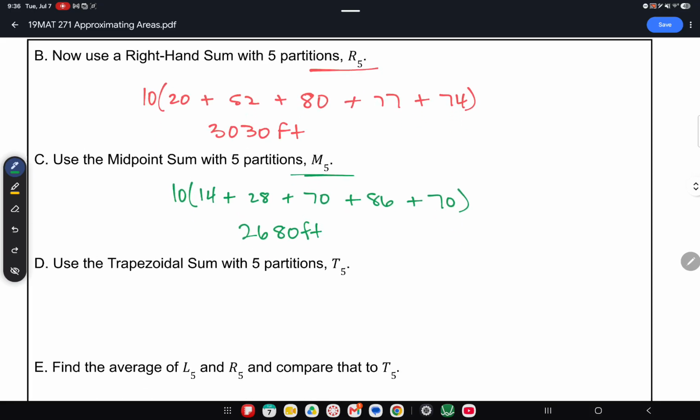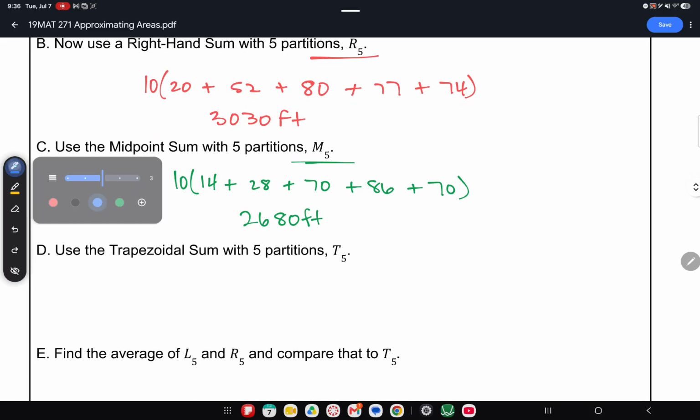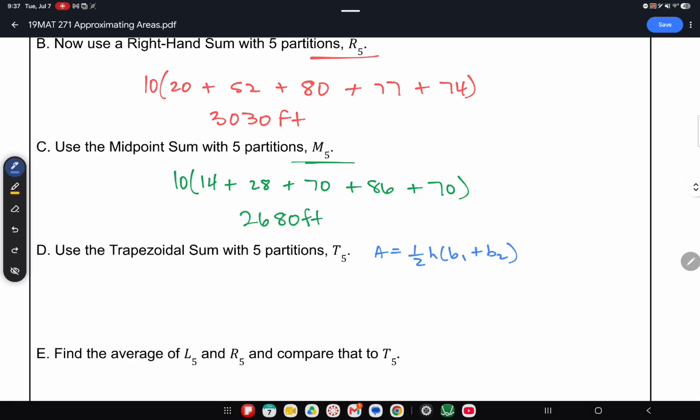So now a trapezoid. This one's a little interesting, right? Because remember, the area of a trapezoid is 1/2 the height, and then base 1, base 2. So half the height is going to be the same for each trapezoid, so I can factor that out. And that height is that width, so 10. And then I just need to add up all of the bases.